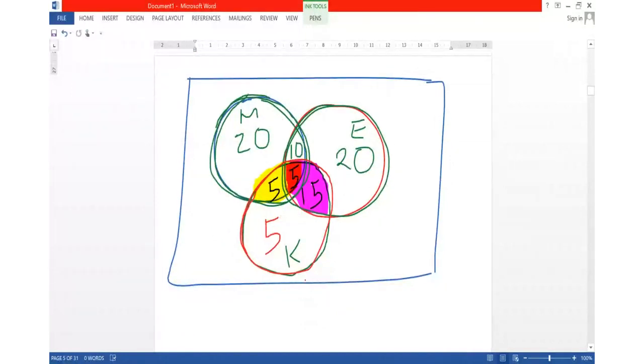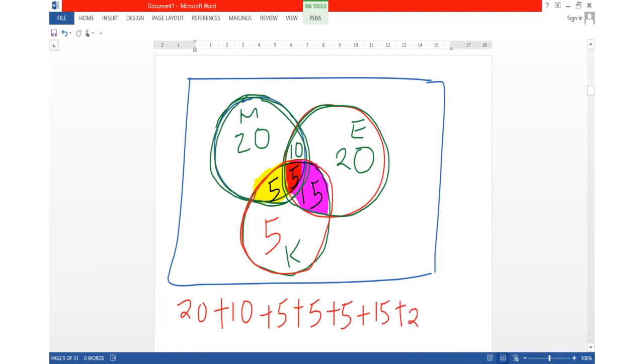So I'll take the 20, I'll take the 10, then I'll take the 5 and the 5. I'm adding all of them. I have another 5, I have a 15, and I have a 20. I add all these. I confirm if they'll be able to give me 100.